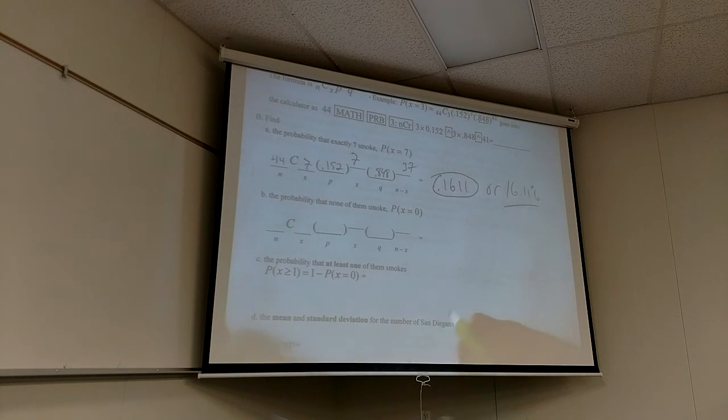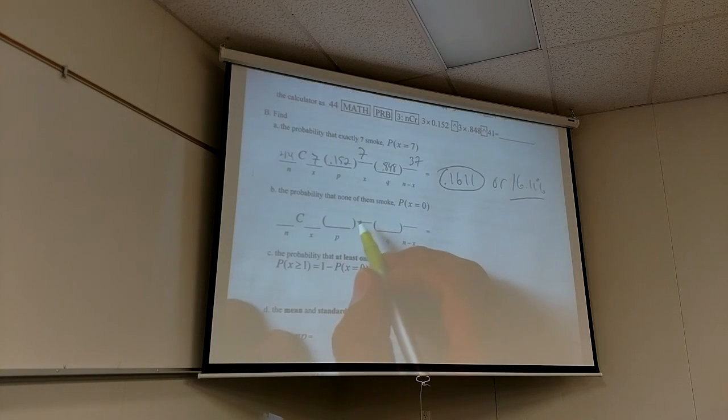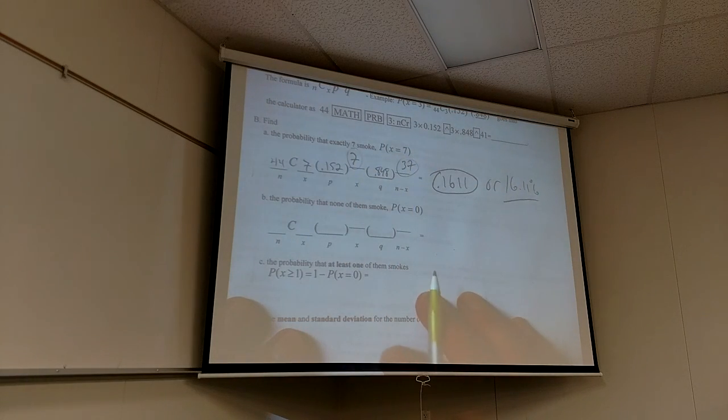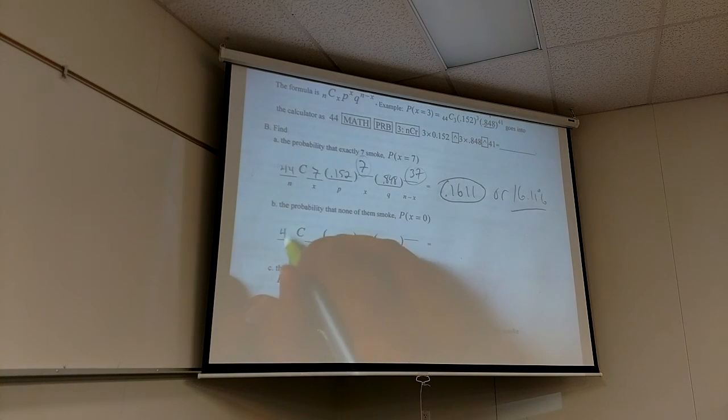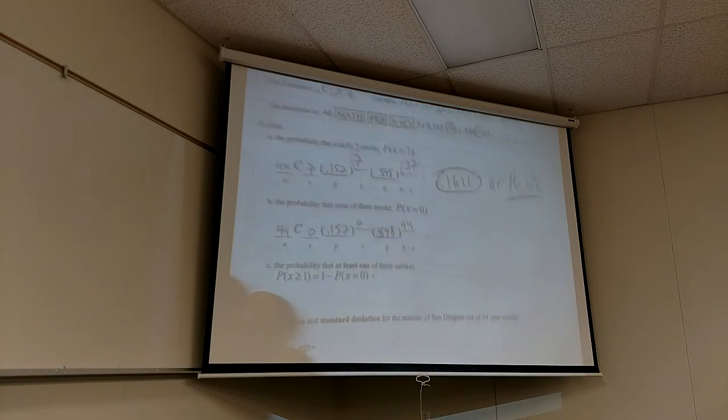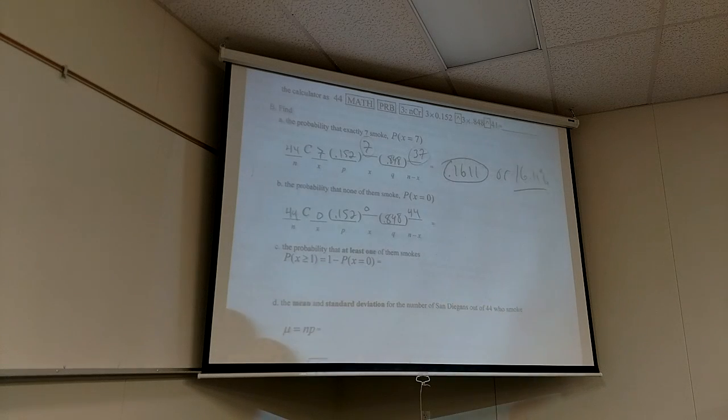The problem is that none of them smoke. What's always true about this power and this power? They have to add to be 44. They have to add to be the total because you're splitting them into 2 groups. So here I have 44 choose none of them. So I have no successes. All of them are failures, which, to me, is success in this case. But still, it's not what we're looking for. We're looking for healthy people.